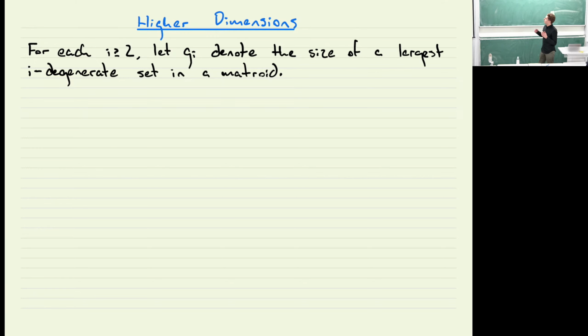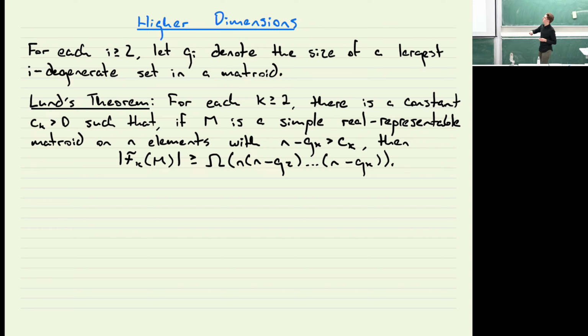Okay, so we get our higher dimensional results using a really nice theorem of Ben's. But just a bit of notation first. We'll let g_i denote the size of a largest i-degenerate set in the matroid. Largest degenerate sets have been a theme so far. Remember, in the planes proof we took a largest 3-degenerate set, and in the lines proof we took a largest 2-degenerate set, and now we're going to get a similar count here.